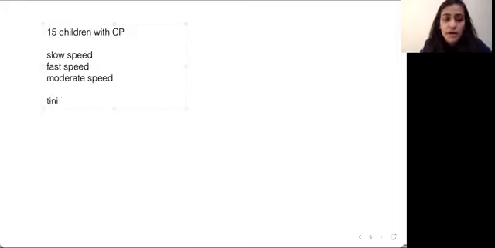The Tinetti POMA is your balance and gait subsection score scale, where you are evaluating these kids. So you have 15 children with cerebral palsy walking at slow, fast, and moderate speed, checked on a Tinetti POMA scale. You want to compare if the scores are changing at slow, fast, and moderate speed. What do you think it should be?